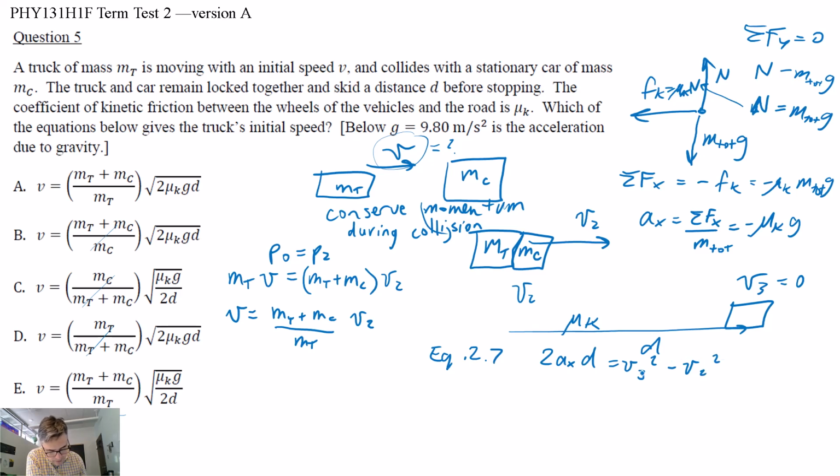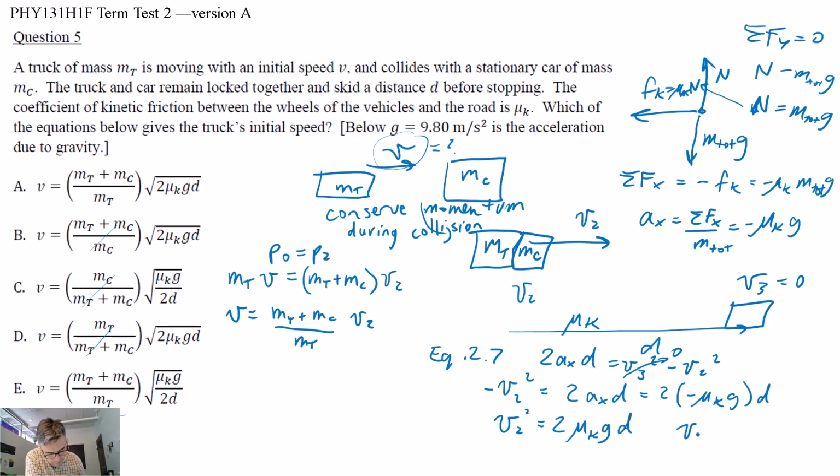And we're trying to solve for V2. This is 0. So I would say that V2 squared is equal to 2 times a_x times D. And so that's going to be equal to 2 times negative mu sub K times G times D. So the negatives cancel there, luckily, because V2 squared should be a positive number, and is equal to just 2 times mu sub K times G times D. So V2 is equal to the square root of 2 mu sub K times G times D.